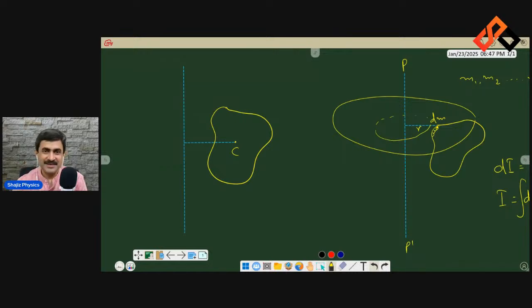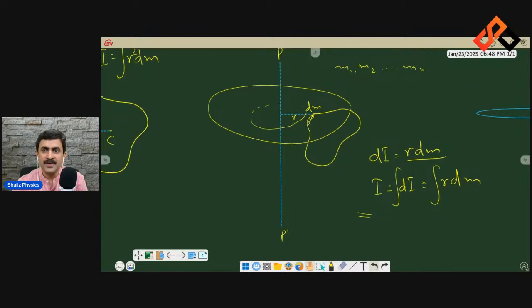If we evaluate the moment of inertia of this entire extended object by the previous method, we will get I is equal to the integral of R square dM. R square dM. One second, let me check the previous step. Yeah, here I have written R dM. It is wrong, a mistake on my part. It should be R square dM. I wanted to correct it.